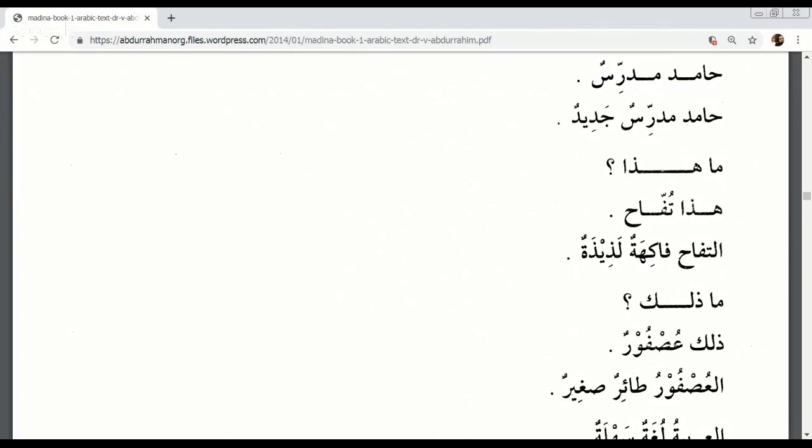التفاح فاكهة لذيذة. Good. So I'm not sure what this is. So فاكهة means fruit. Fruits. Okay. Yes. So the apple is a delicious fruit. Okay. فاكهة لذيذة. Okay.